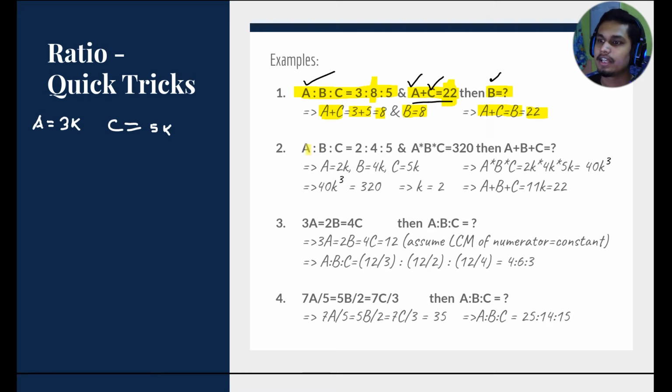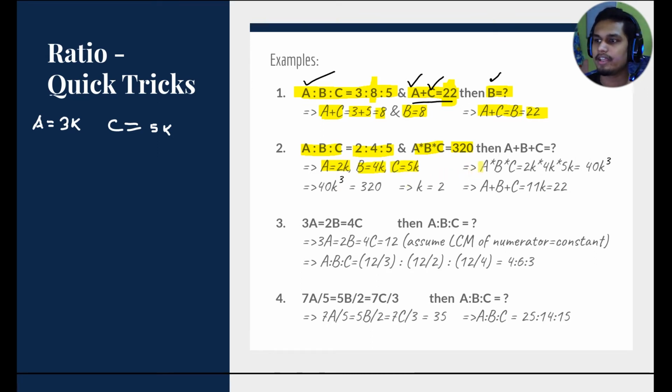example, that is A is to B is to C equals 2 is to 4 is to 5, and A into B into C equals 320. Then find out A plus B plus C equals how much. Now here we have to use K, because the value of A should be 2K, right? Value of B will be 4K and value of C will be 5K.